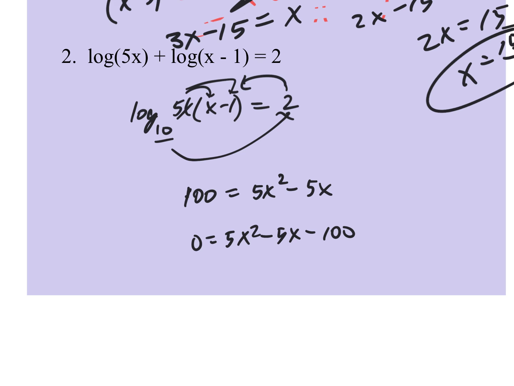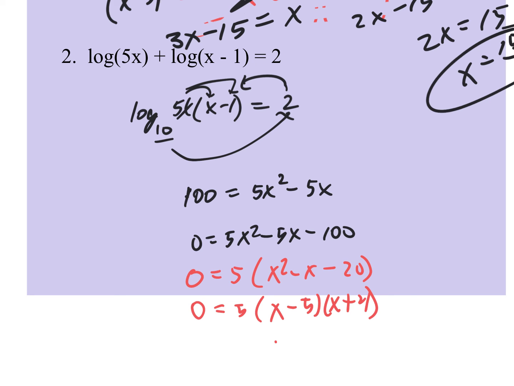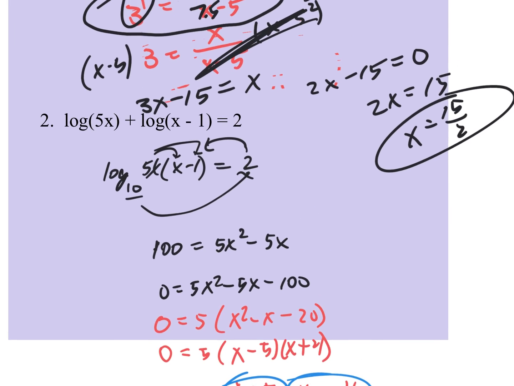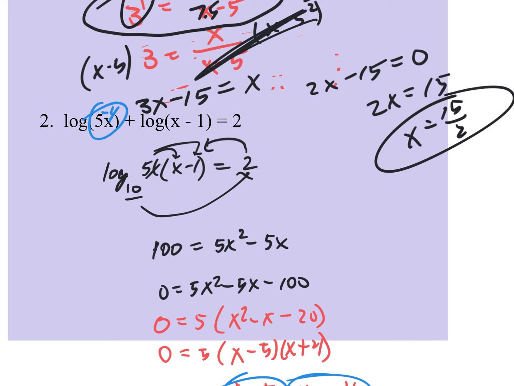And what do you know? It factors. 5 factors out, x squared minus x minus 20. And then it's 5, and then x minus 5 and x plus 4. And if I'm right, it's 5 and it's negative 4. But I'm suspicious that one of these is wrong. Would you go check and see if one of those is wrong? When you put in the negative 4, right away you can tell it's wrong. You can't do log of a negative number. So that one's out.